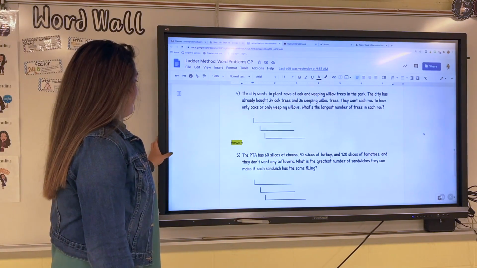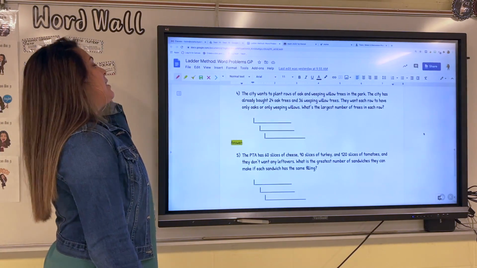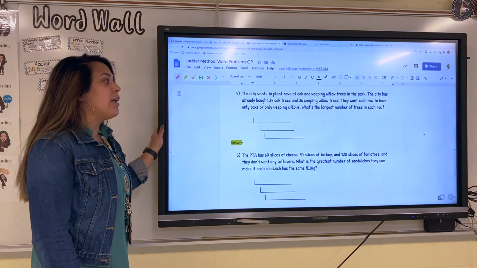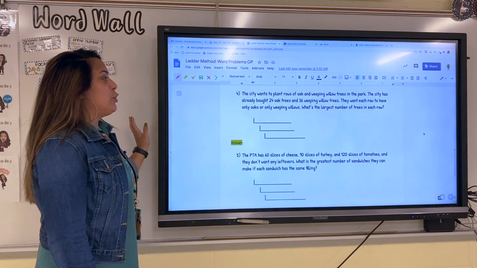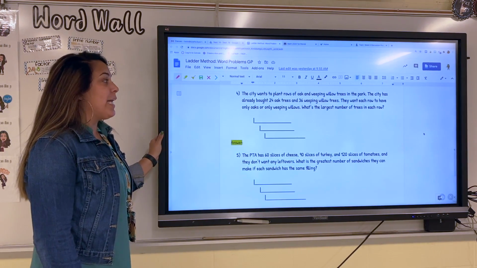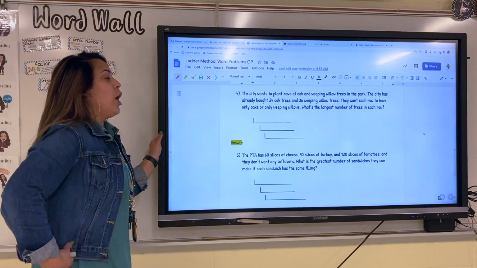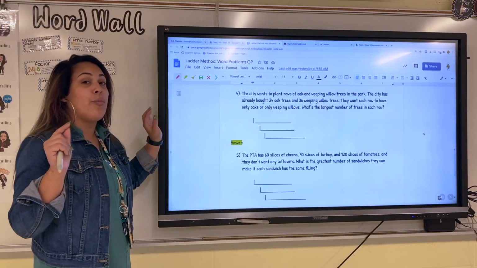Number 4. It says the city wants to plant rows of oak and weeping willow trees in the park. The city has already bought 24 oak trees and 36 weeping willow trees. They want each row to have only oaks or only weeping willows. What's the largest number of trees in each row?